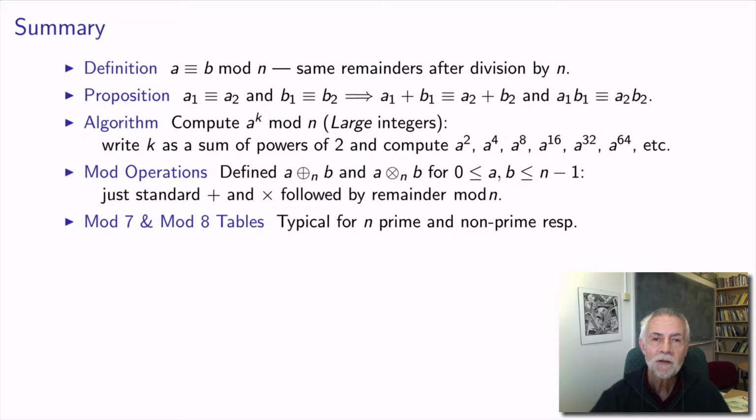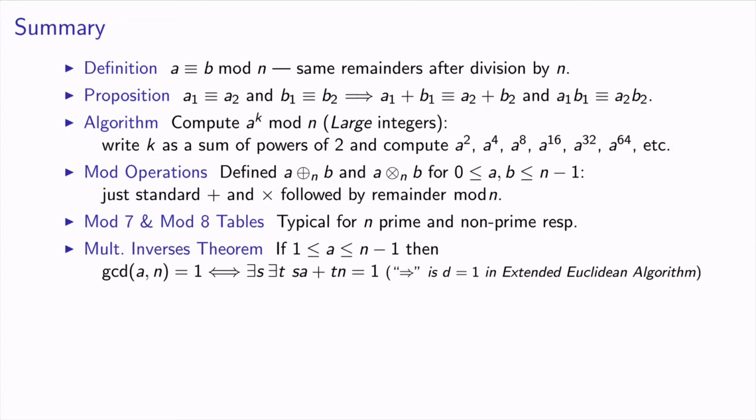Then, because we saw that addition and multiplication modulo m only depend on the numbers a and b themselves modulo n, then if we restrict to numbers lying between 0 and n minus 1, where we're taking modulo n, we looked at the modulus tables, and this here is just a shorthand, a way of denoting addition modulo n, and likewise for multiplication modulo n. And we saw that the mod 7 and mod 8 tables, respectively, were typical of the case of a prime and of a non-prime, respectively.